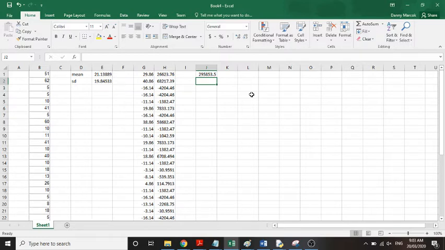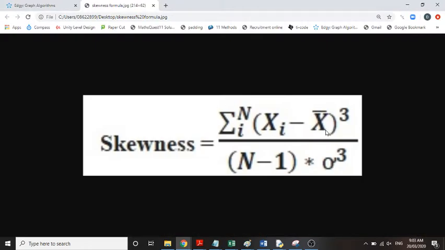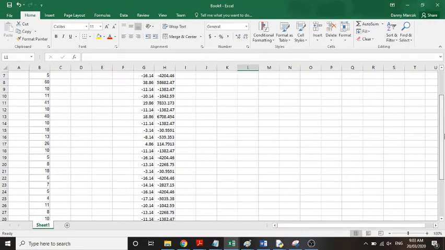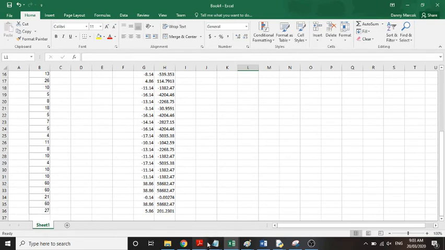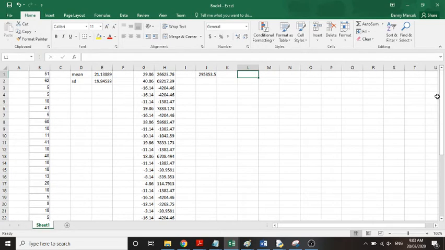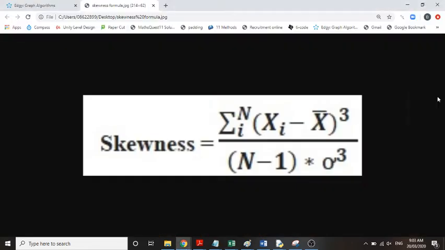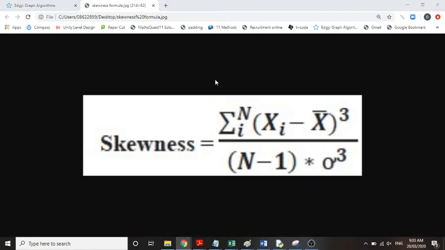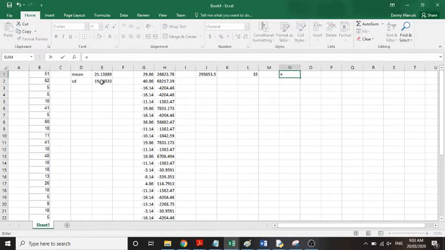So then from there, we've now got the top line sorted. After that, we need to look at dividing it by this here. So we're going to say n minus 1, which is, we look at our values, we've got 36 different values. So n minus 1 gives us 35, so I'm going to put that in there. That's how many values we've got. And then we're going to go across to here, and we've got our standard deviation cubed. So I'm going to say equals this value to the power 3. So that's what we've ended up with there.